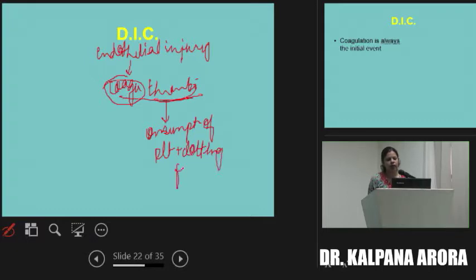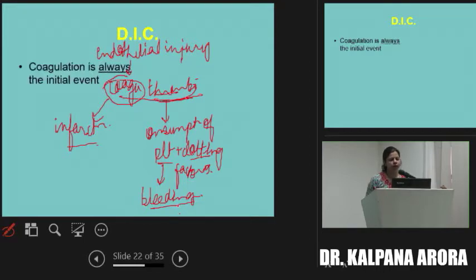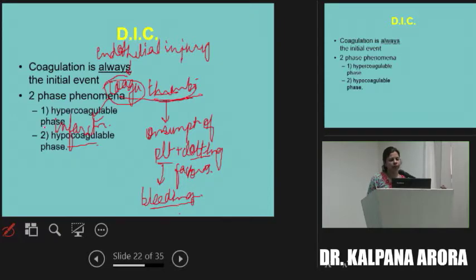So what is the other name for DIC? It is also known as consumptive coagulopathy, because it consumes all the factors which are needed for clotting, that is platelets and the clotting factors. So what will happen as a result? There would be massive bleeding also when there is trauma, and the thrombi can cause occlusion of the organs leading to infarction. So both processes, the thrombosis and the bleeding, take place simultaneously. So it is a two-phase phenomenon: a hypercoagulable phase, and there is a hypocoagulable phase also.